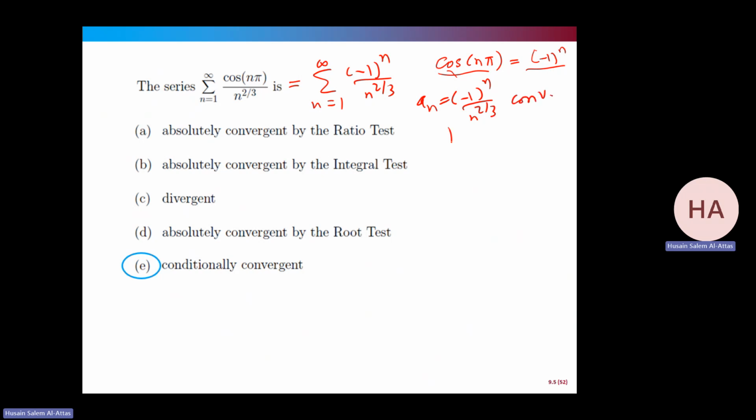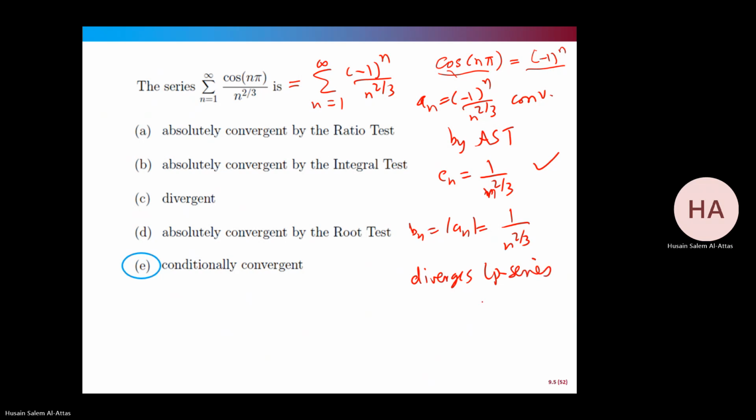It converges by the alternating series test. I think it's very clear. Take c_n as 1 over n to the power 2 over 3. And then b_n diverges, a p-series with p equal 2 over 3, less than 1. So it's conditional.